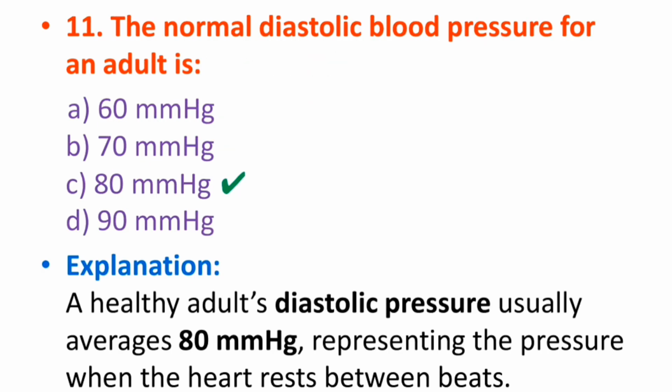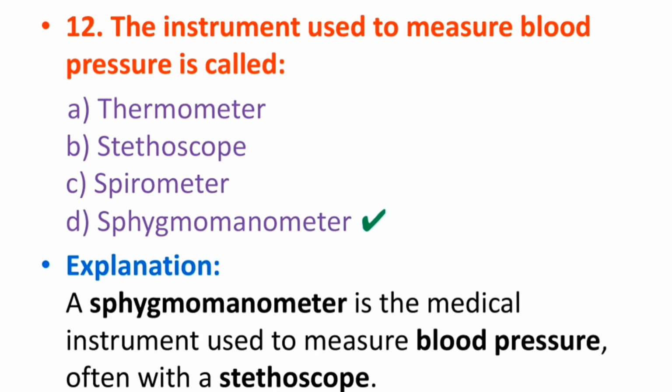The normal diastolic blood pressure for an adult is option A 60 mm Hg, option B 70 mm Hg, option C 80 mm Hg, option D 90 mm Hg. The correct answer is option C. A healthy adult's diastolic pressure usually averages 80 mm Hg, representing the pressure when the heart rests between beats. Normal diastolic blood pressure for an adult is 80 mm Hg.